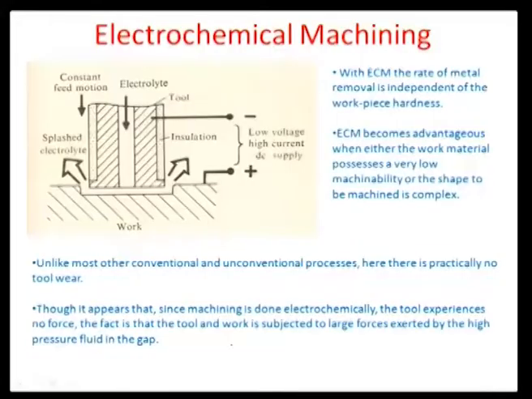As we have already illustrated, the electrolyte has to be flowed somehow between the tool and the workpiece, and the best way to do that is to move the electrolyte coaxially. As you can see here, the electrolyte is being moved through this coaxial tube, which is present at the center of the tool, and there also needs to be some insulation at the sides of the tool to ensure that the machining is not done sideways. The machining is only done in this vertical manner.